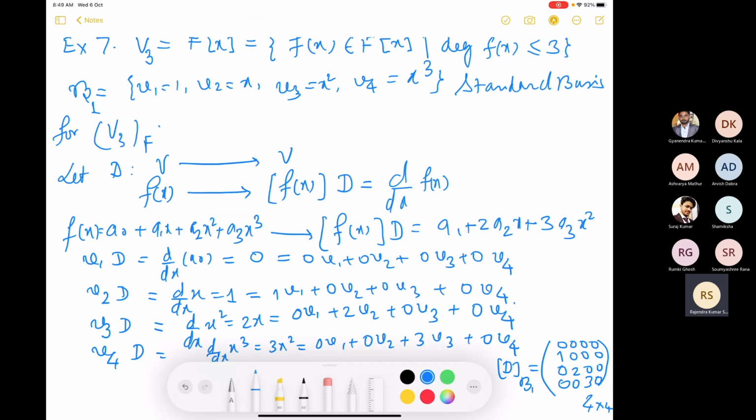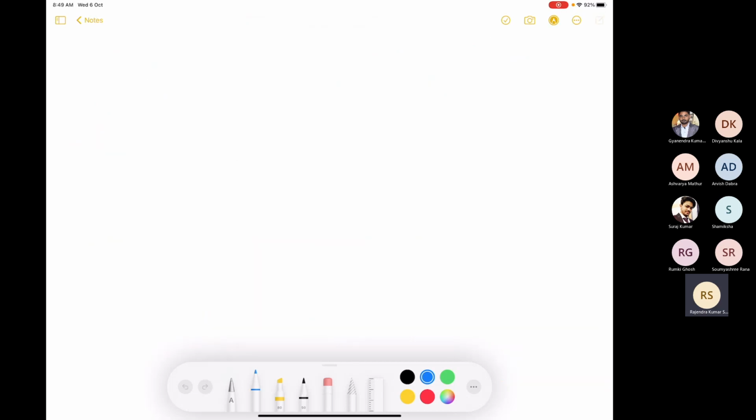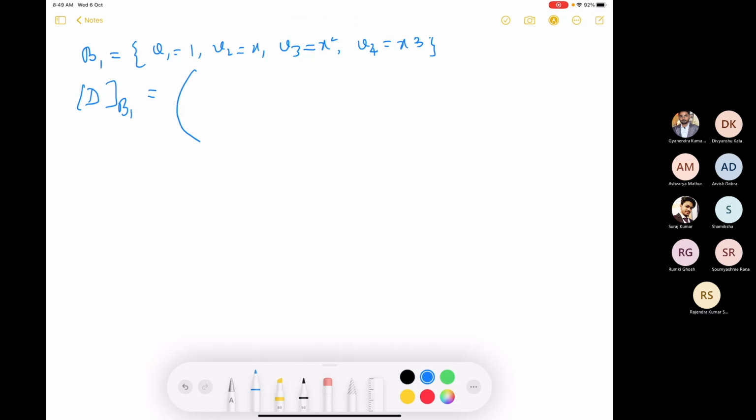Let me rewrite this once again. So we saw the vector space of all polynomials of degree at most 3, and the basis was V1 as 1, V2 as x, V3 as x square, V4 as x cube, and the matrix of D with respect to this basis that we have got is: 0, 0, 0, 0, then 1, 0, 0, 0, 0, 2, 0, 0, and 0, 0, 3, 0. This was the matrix that we got.